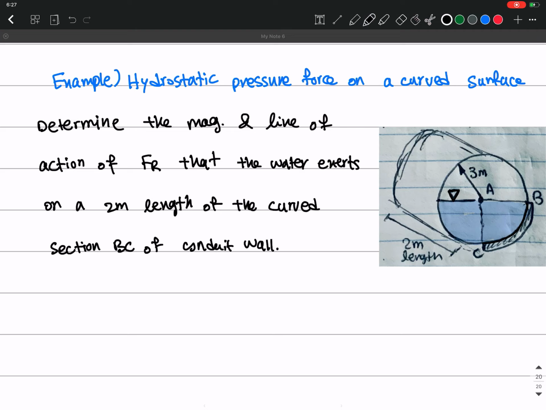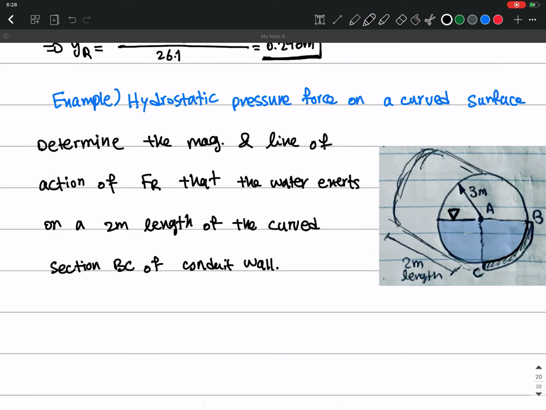So the first thing I need to do is to draw a free body diagram and then calculate the vertical and horizontal forces that are exerted on this curved surface or curved section, okay? So I will do it, let's have a break, and then I will do this in the next session. I will solve this in the next session, and also after that I am going to talk about the buoyancy principle after solving this question.